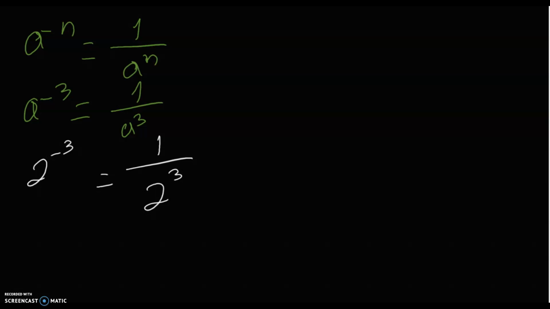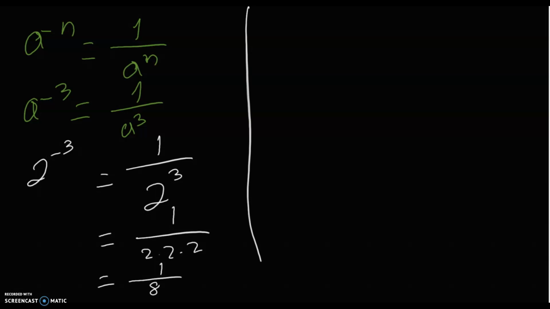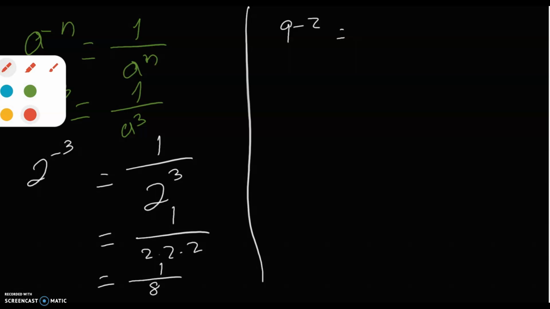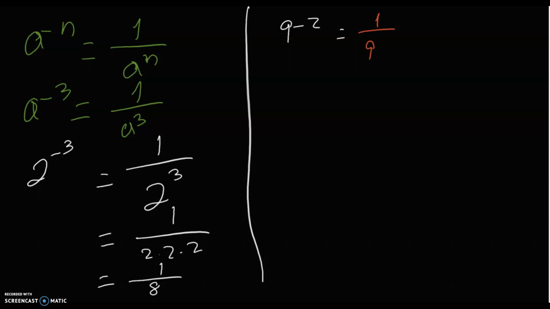Okay, so if you want to simplify, it's 1 over 2 times 2 times 2, 3 times. The answer is 1 over 8. Why? 2 times 2 is 4, 4 times 2 is 8. Okay, let's do a couple more examples. 9 to the negative second power. The answer is, good job, 1 over 9 squared. And you know 9 squared is what? 81. Good job. It's 1 over 9 times 9, which is 1 over 81.